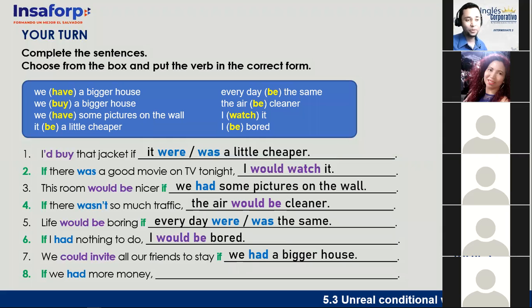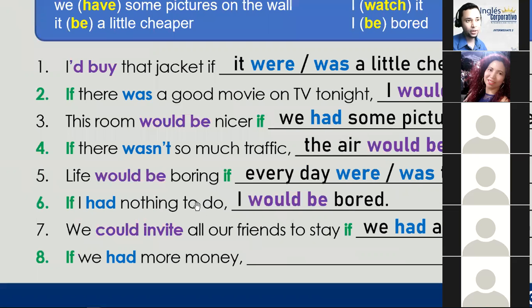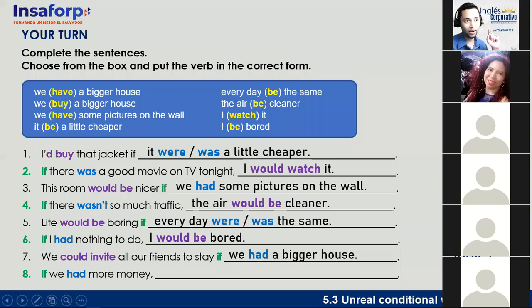Ok, cuidado. Porque aquí está el if clause. Ah, sí. Entonces el otro es el result clause. Tenemos que ocupar el modal auxiliary, que es would. Entonces, would. If we had more money, we would have some... we would buy a bigger house. We would buy a bigger house. Buy. Buy a bigger house.